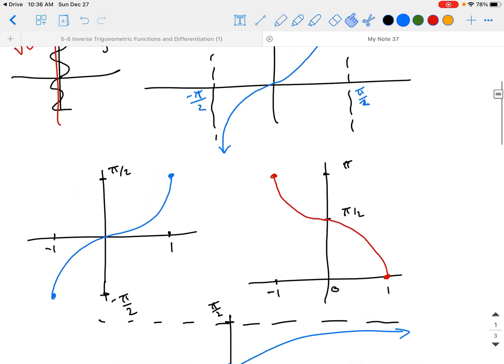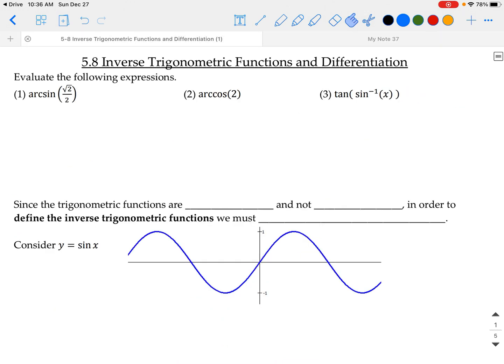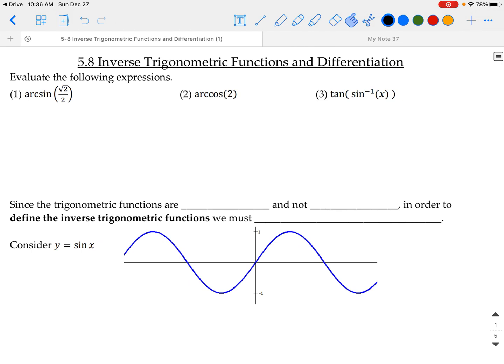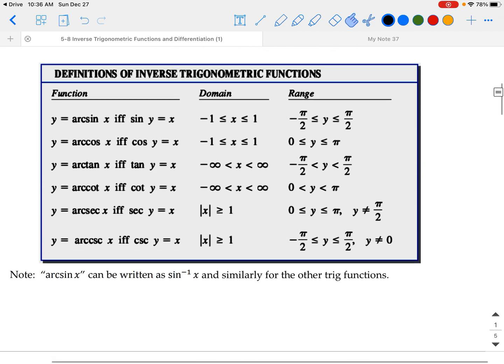All right, so those are our inverse functions. So what we want to do is figure out how to integrate these and differentiate these. Up at the top here, we've got some reminder examples to think about. What I've just discussed is what this picture here is describing, so we'll discuss that a little bit more. But I've also included the standard definitions that we'll use for all of them.